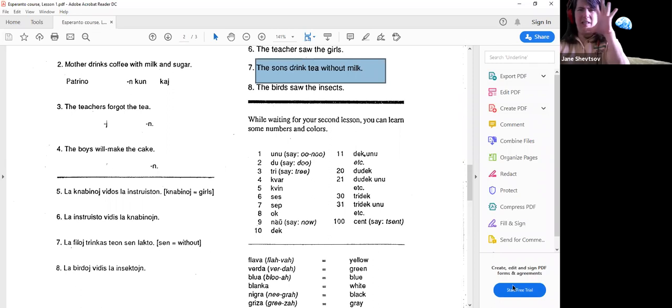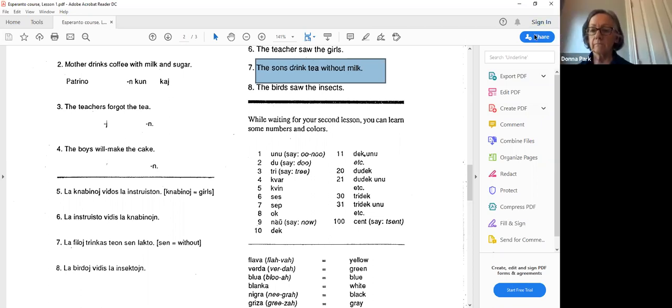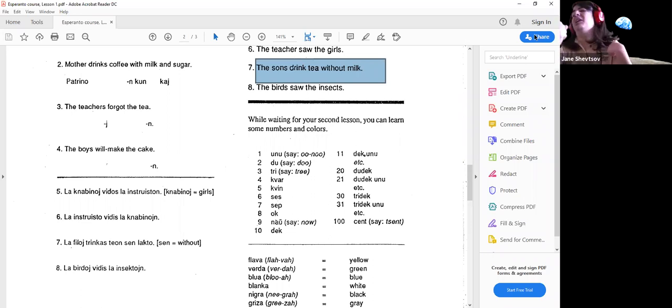One way that I've started thinking about this, which captures a lot about when you use the N in Esperanto and when you don't, is the idea of the target of the action. So the tea is the target, it is what is being drunk. And then without milk, well, that's just extra information. That's not the target of the action. And the reason I'm saying target of the action and not just direct object is because it captures those movement cases that Ron mentioned. And I'm going to talk a lot more about that next week.